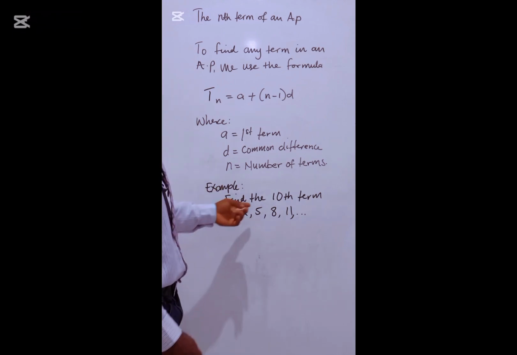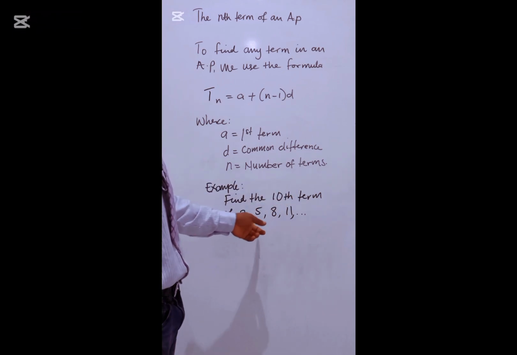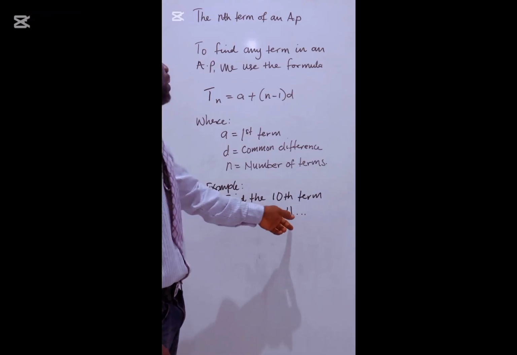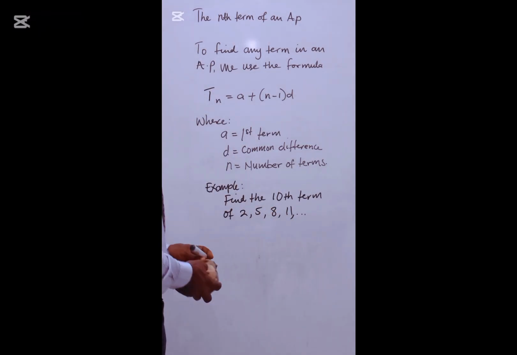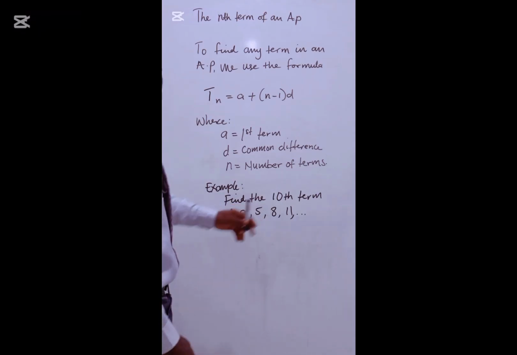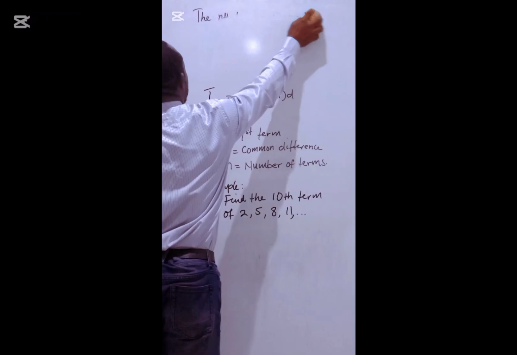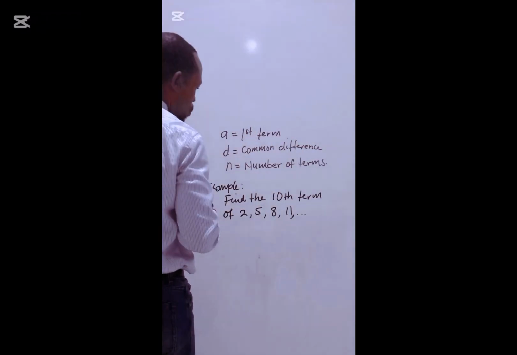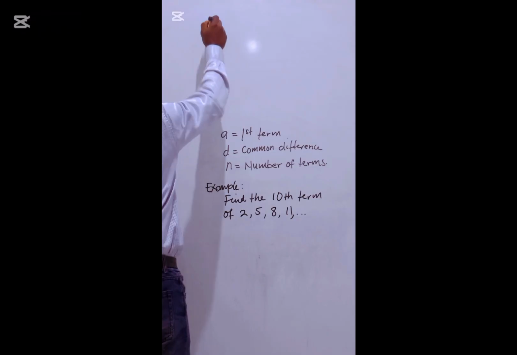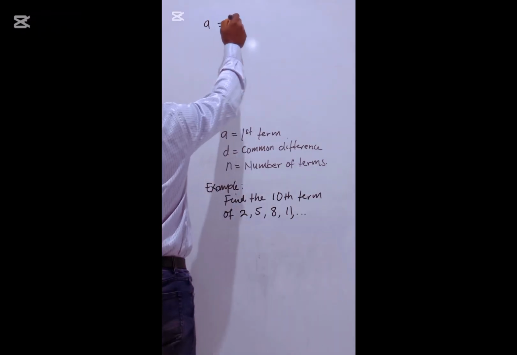Example: find the 10th term of this sequence, 2, 5, 8, 11. To derive the 10th term of this sequence, firstly, we know that the first term of the sequence, the first number on the sequence, is equal to 2. This is the first term.